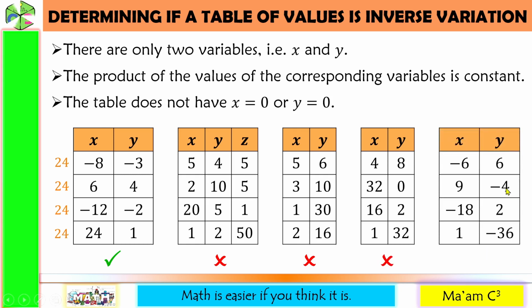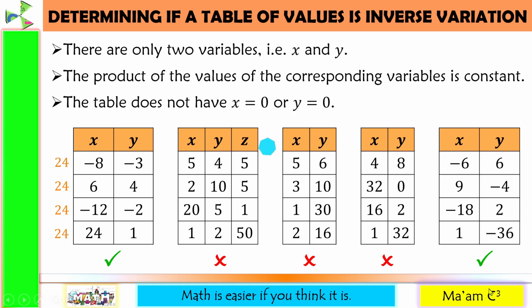Last one, we have only two variables. Now let us determine the product. Negative 6 times 6 is negative 36. 9 times negative 4 is negative 36. Negative 18 times 2 is negative 36. And 1 times negative 36 is negative 36. The product of each corresponding variables is constant. It is equal to negative 36. Therefore, this table is an inverse variation.